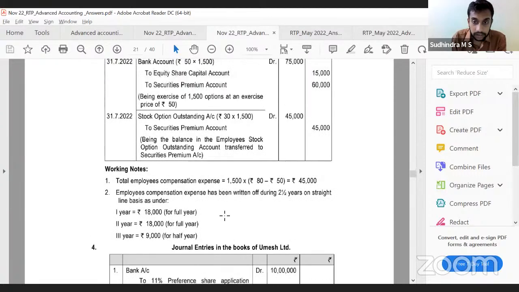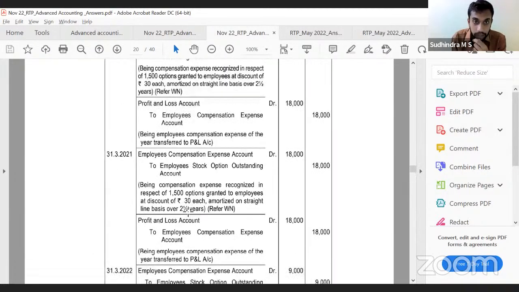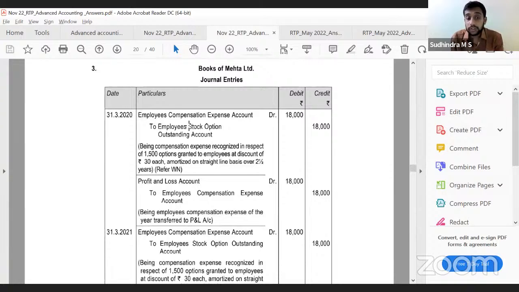Have they given us the calculation? Yeah, 80 minus 50, 30 into 1,500, 45,000. 45,000 divided by 2.5 is 18,000. 18,000 into 0.5 is 9,000. Right? In the entries, we should use the same terminologies.